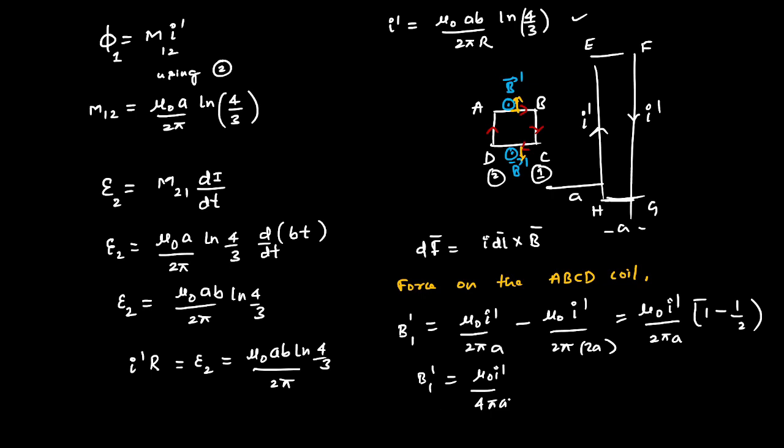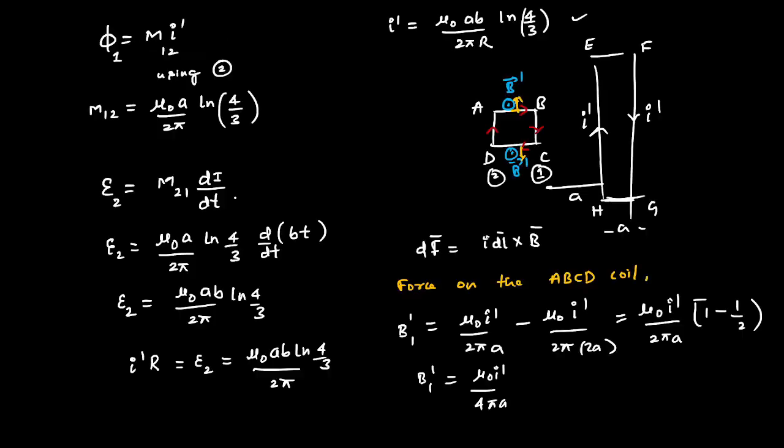Okay, so the same thing we will plan for at the second side also. At the second side it is B2 dash, which is going to be mu naught I dash divided by 2 pi times 2a, from the EH side to the AD segment, the overall distance turns out to be 2a, minus mu naught I dash divided by 2 pi times 3a.